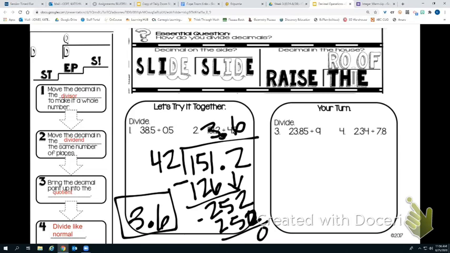Okay, so now that you've seen 2 of my examples, go ahead and pause your video and start practicing on example 3. We'll talk about it, and then we'll do example 4, and then we'll be done.